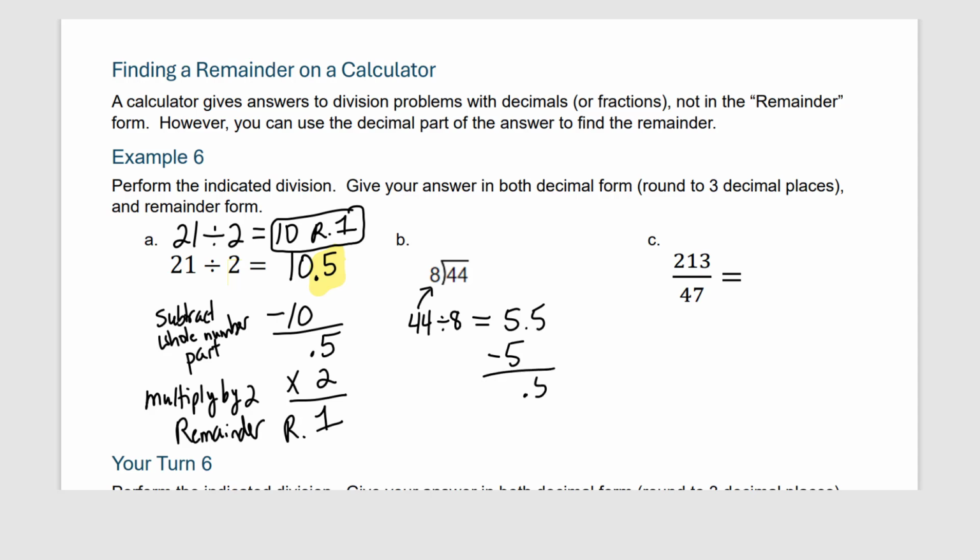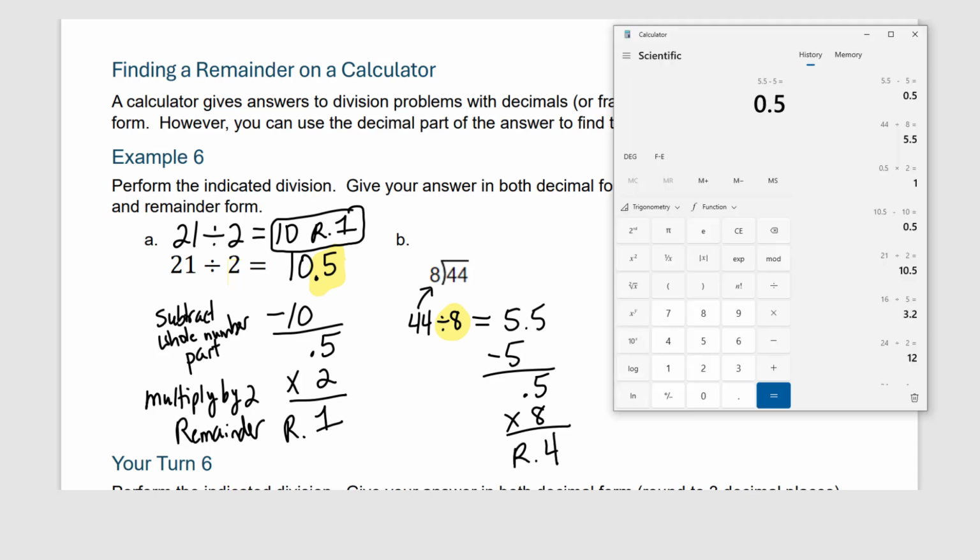By the way, it's not always 0.5 at the end. But this is interesting that it turned out the same, because watch what happens next. We're not going to multiply by 2. We have to multiply by whatever number we were dividing by, which in this case is 8. So we're going to multiply by 8. And that gives us our remainder, which 0.5 times 8, you can see, is 4.